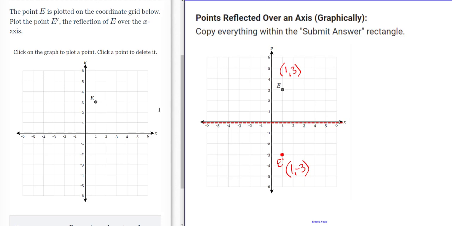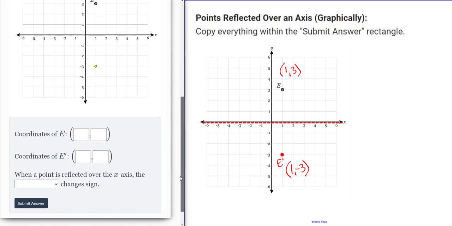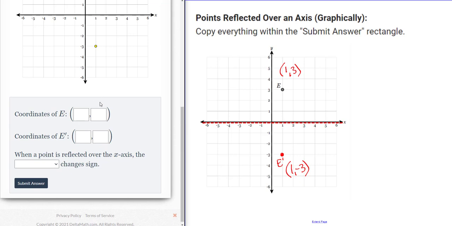Okay, so now I'm going to go back into Delta Math. I'm going to do the same thing because that's what we have to do. So from the line of reflection, I went down 1, 2, 3. I'm going to put a dot there. And now we've got a bunch of things that we have to fill out. And this is what I was referencing as copy everything within the submit answer rectangle. So let's fill it out.